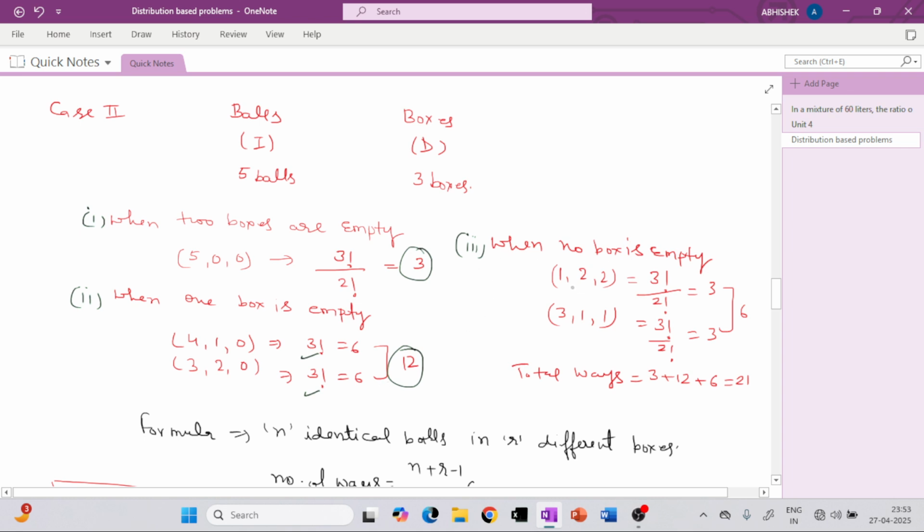And now third case, when no box is empty. So no box is empty can be done in 122 and 311 ways. So 122, 3 boxes are to be arranged 3 factorial, but two boxes will look like same, divide by 2 factorial. 311 again 3 factorial, divide by 2 factorial. Why? Because the two boxes are same here. So 3 factorial divided by 2 factorial, again we will get 3. So 3 plus 3 total will become 6. Now the total number of ways will become 3 plus 12 plus 6, it will be 21. This is your answer.